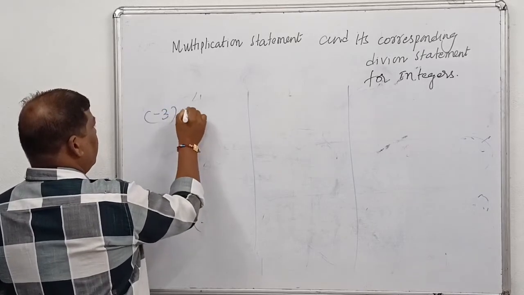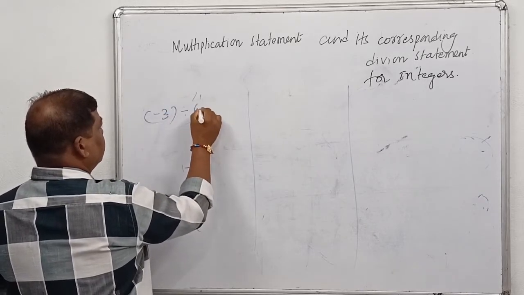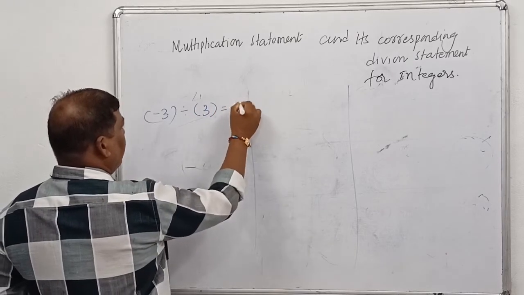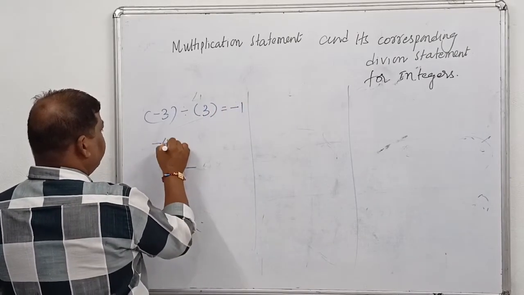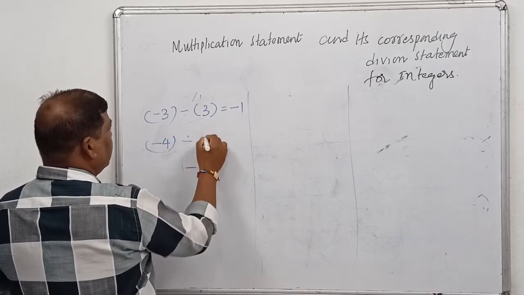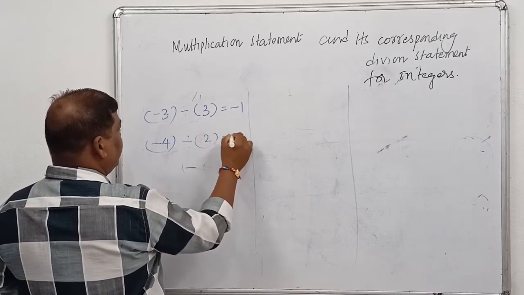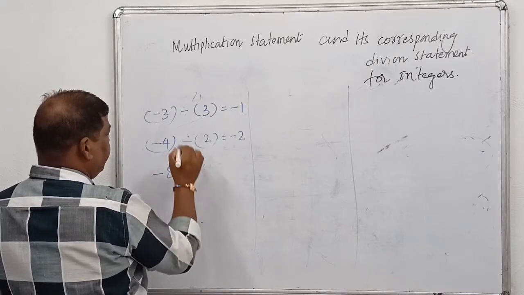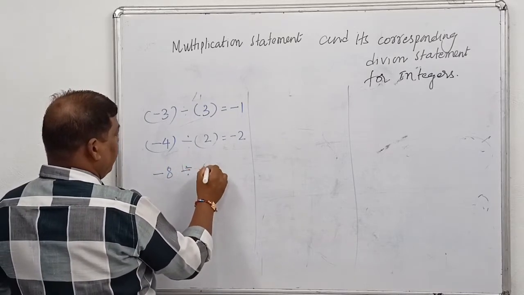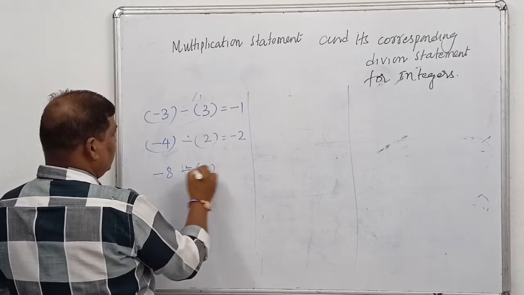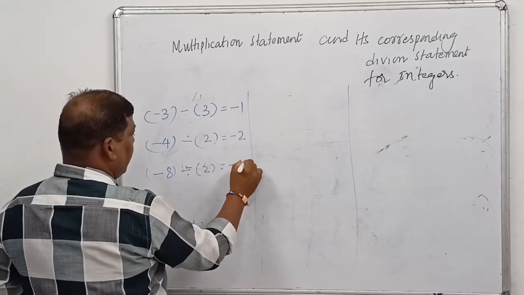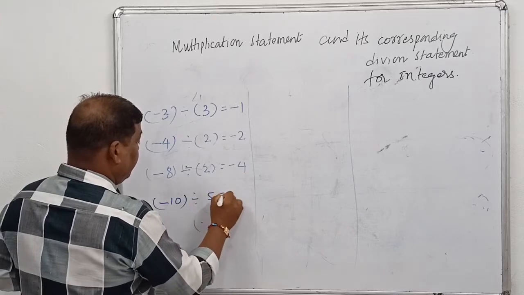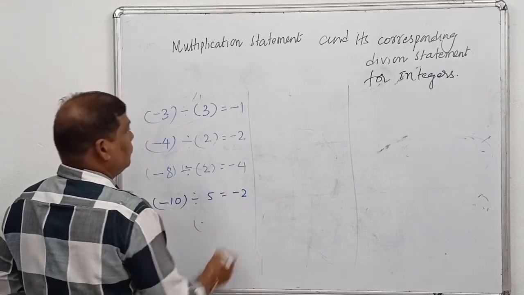Minus 3 divided by plus 3 gives minus 1. Minus 4 divided by 2 gives minus 2. Minus 8 divided by 2 gives minus 4. Minus 10 divided by 5 gives minus 2.